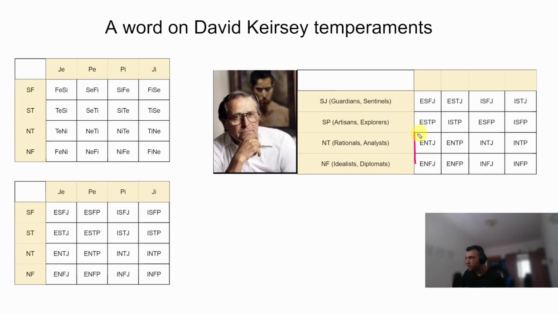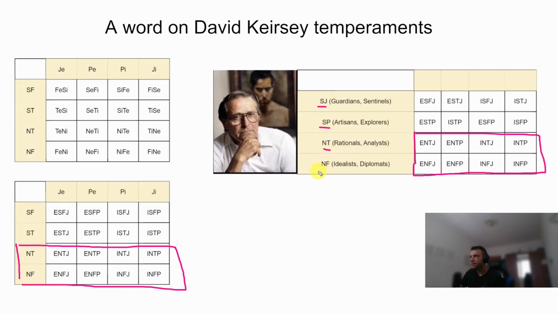So this part here is the same as with us, so we don't have any differences there. This one is the same. And by the way, those are the 4 temperaments as he calls them. He calls them guardians, which is the SJ, artisans is the SP, rationals is the NT, and idealists is the NF. And if you are more familiar with the 16 personalities website, there they use different terminology, but it's the same kind of temperament. So the 16 personalities site uses sentinels, explorers, analysts, and diplomats, but it's essentially the same thing as what David Keirsey designed.